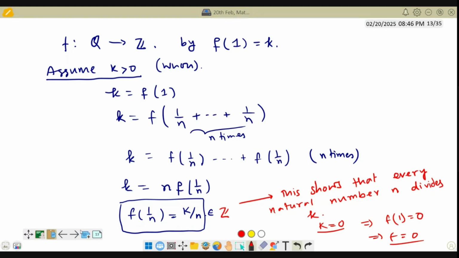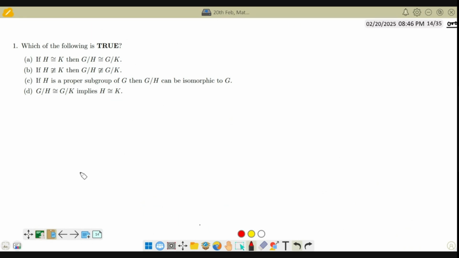Now, let's discuss this problem. This is not from the CSIR exam. I have made this question myself, not from a previous year. First option: G is a group and H and K are both subgroups of G. Option 1 says that if H and K are isomorphic, then the quotient group G mod H is isomorphic to G mod K.